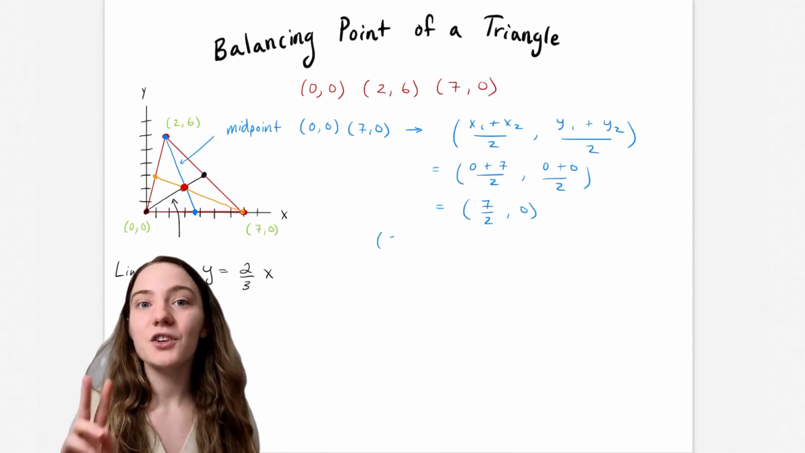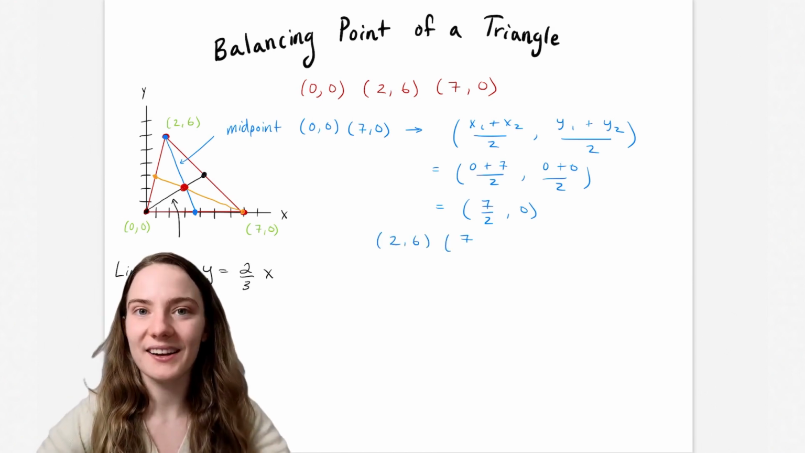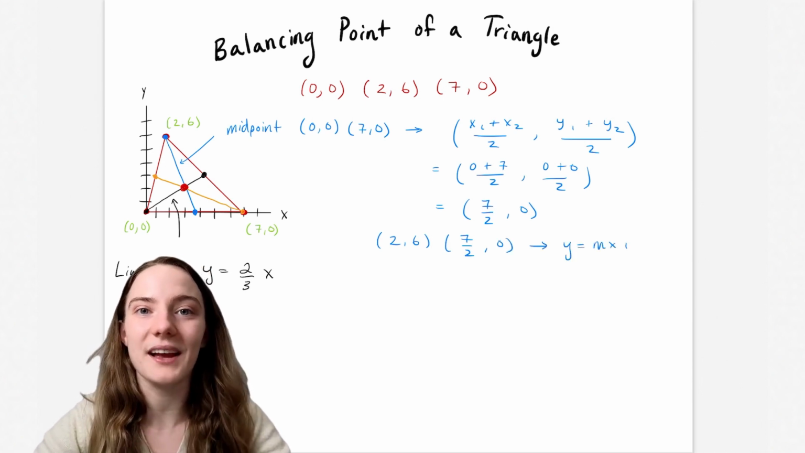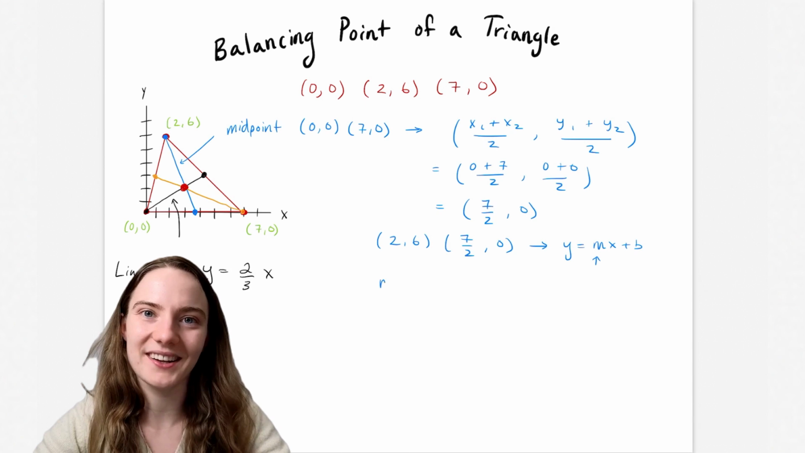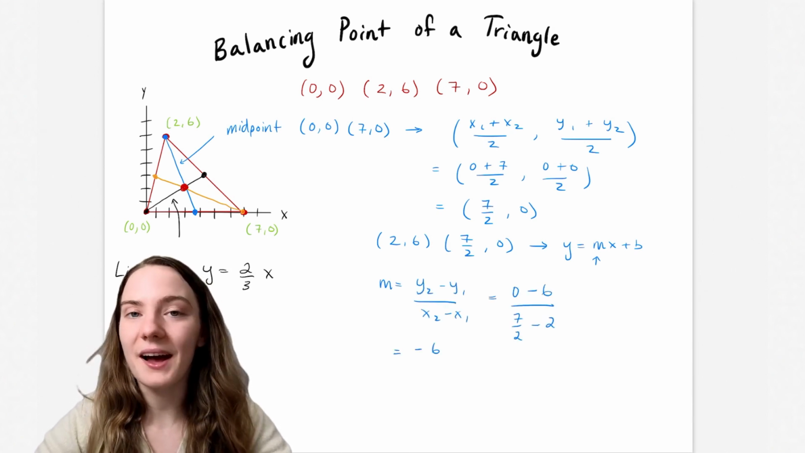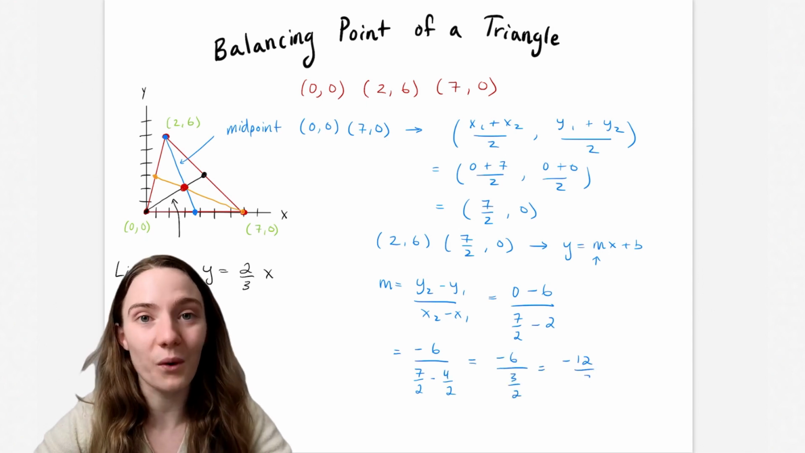So now we have 2 points to describe our line, and we can use those 2 points to create our y equals mx plus b equation. The first step is to find the slope. And when you do the math, you should find that the slope of this line is equal to -4.